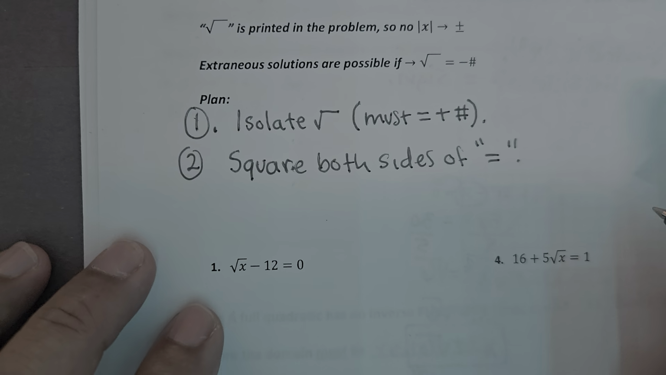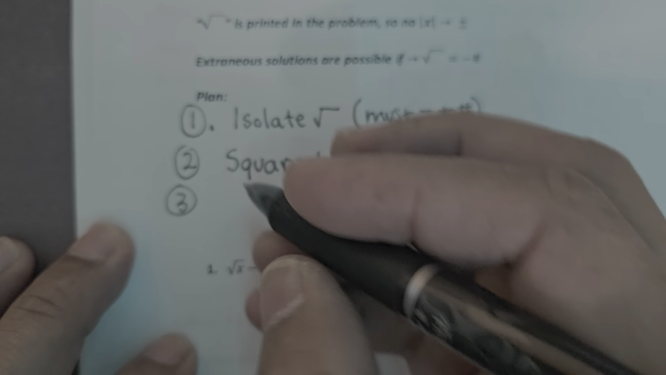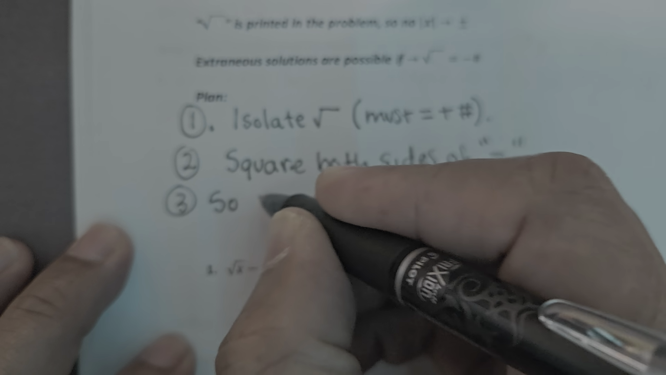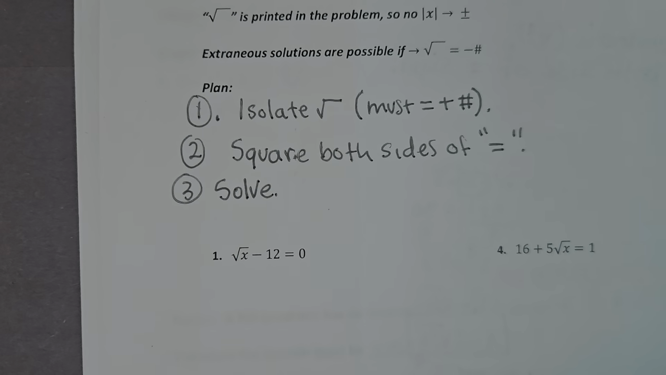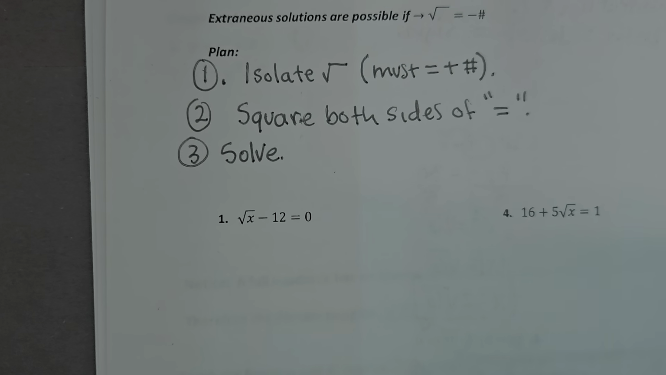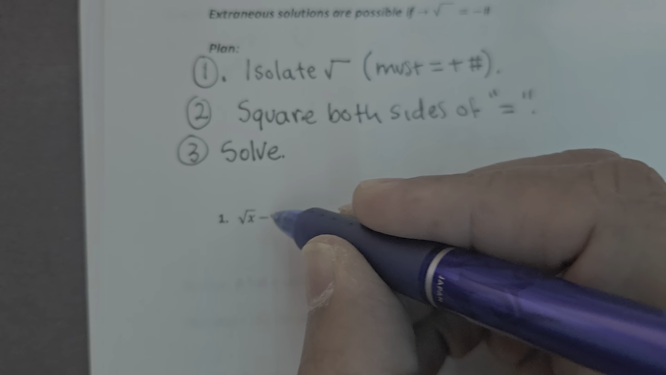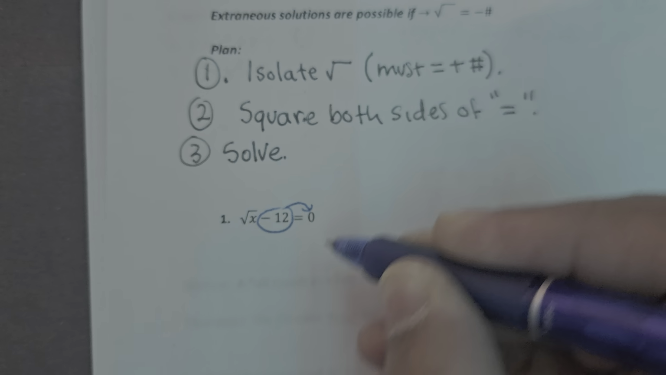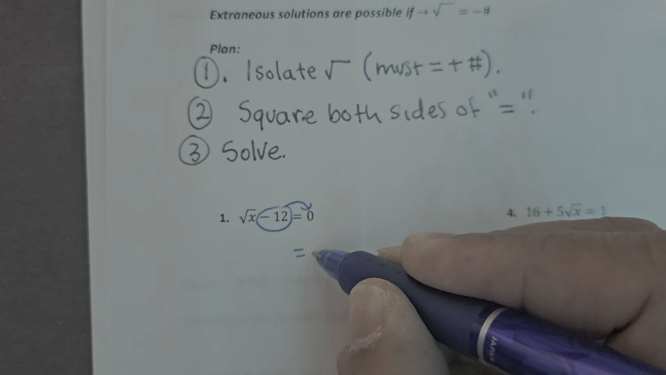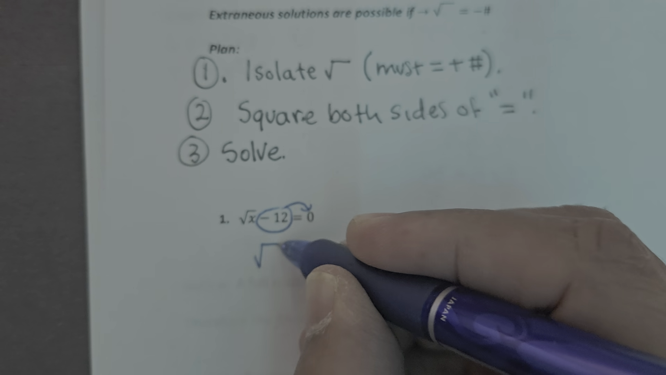Okay. Let's see what else. Step number 3, you're going to solve. So this part you've been doing since algebra 1 and even before algebra 1. So watch how simple this is. So I'm going to first add 12 to both sides, which means I'm going to move this 12 to this side. I'm adding 12 to 0, and that is equal to 12. So then all I have left on this side is the square root of x.